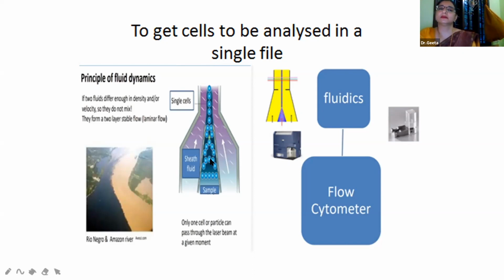And this prevents the problems due to doublets or double cells or multiple cells entering the path of the light of interrogation, which was very common in the Coulter's initial instruments. So this ensures that the cells pass through in a single line, because we need information from a single cell to be captured. So that is fluidics.